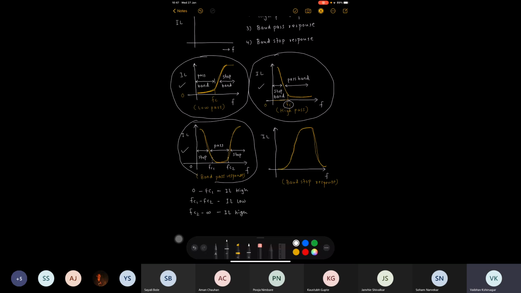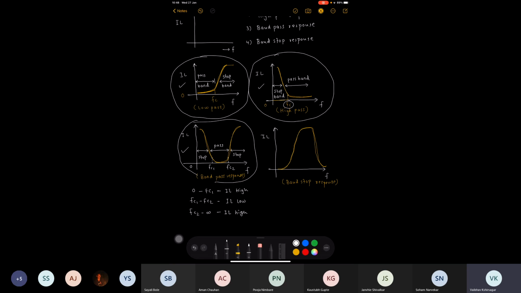So what we observe here is that specific frequency components in the range bound by two frequencies, FC1 and FC2, are the only ones getting propagated. This type of behavior we call a band pass response. That means only a band starting at a certain frequency FC1 up to a certain frequency FC2 is allowed to pass by the circuit.